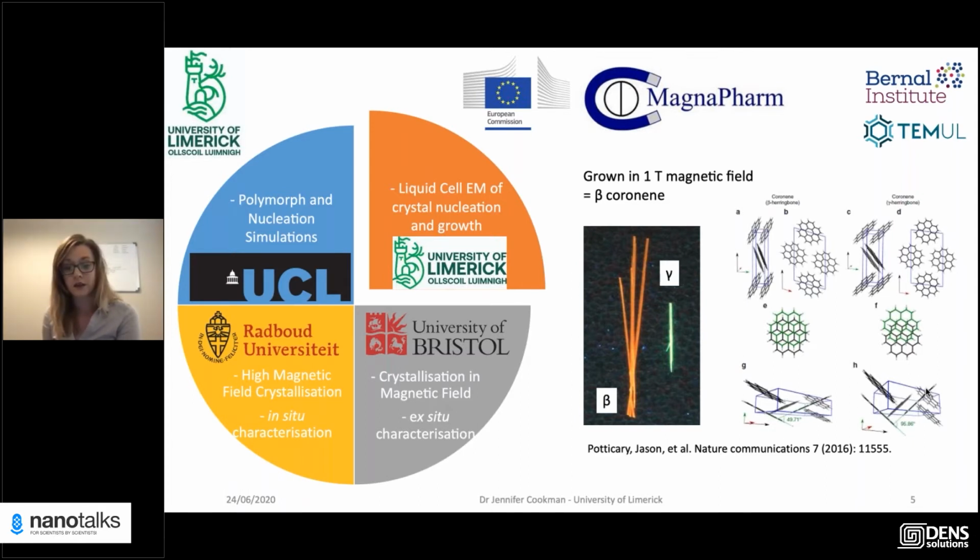So the idea that came about for this project came out of University of Bristol, where they were doing experiments on carnine. So they were doing crystallization of an organic material called carnine in normal conditions, and then also with an induced magnetic field of 1 Tesla. And they found that when they applied the magnetic field to this molecular crystal, they ended up with an unprecedented polymorph, which was the beta polymorph of carnine. Rather than unusual experiments, you would get the gamma form of carnine.